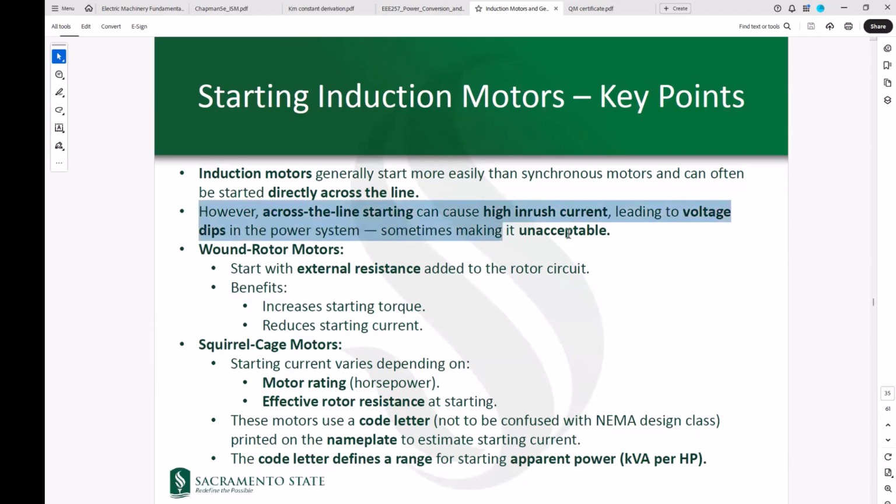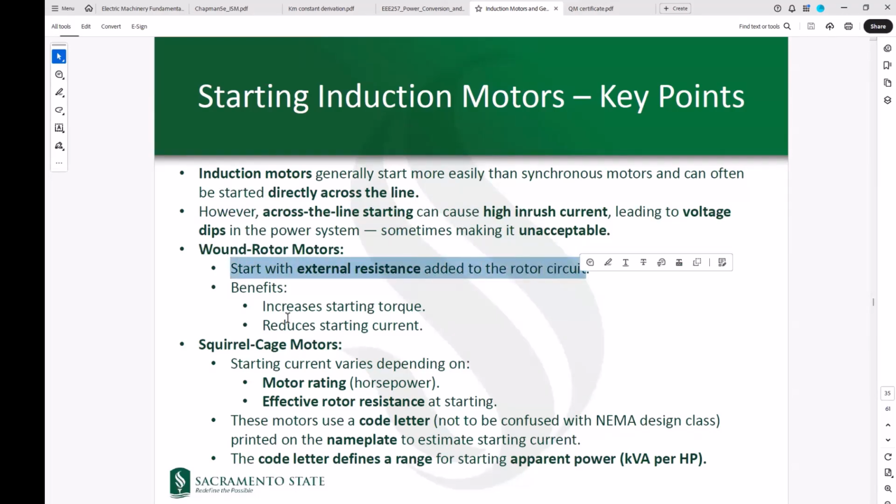So we said in most circumstances you can directly connect them to the line to start the motor. In some cases, you may affect other loads that are nearby. In order to avoid that, there are some solutions: either having a wound rotor motor and starting with external resistance added to the rotor circuit, which also helps with the startup torque. The benefit is that it increases the starting torque and reduces the starting current.